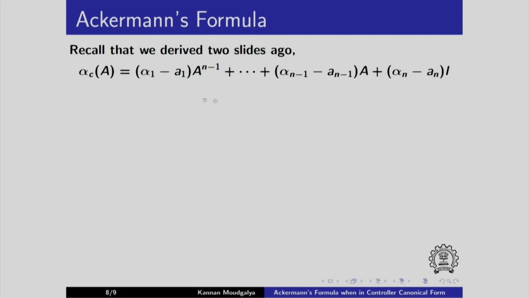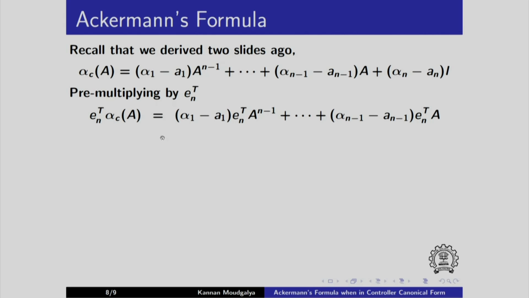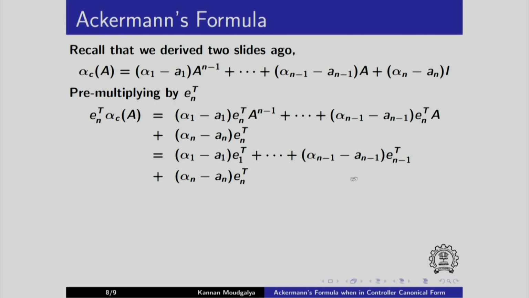Here is the expression for alpha c of A. If I pre-multiply by En transpose, I get this left hand side. Similarly on the right hand side also, I have to multiply every term by En transpose. And recall from the previous slide, either you go back and see it, or in case you remember what we said, how to remember this. This is n minus 1, it becomes E1 transpose plus dot dot dot. Here I am subtracting from n 1 here, n minus 1, and then it is En transpose written directly.